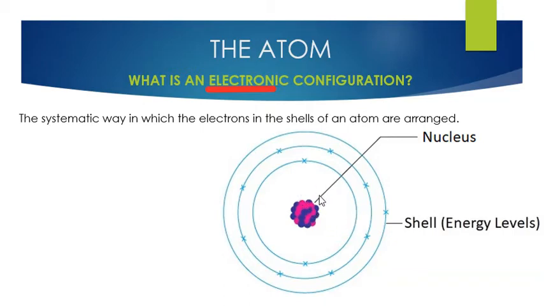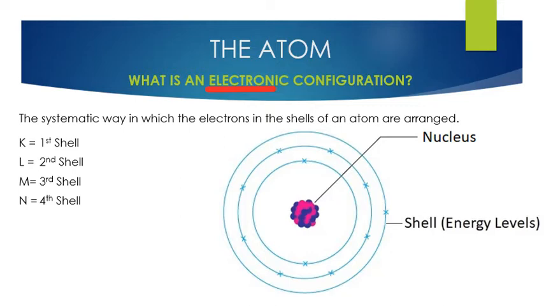Now, these shells, as you can see, have got levels, we can say. So this is the first energy level or the first shell. This is the second energy level or the second shell. And this is the third energy level or third shell. They are sometimes symbolized by letters. The first shell is symbolized as K, L is for the second, M is for the third, and N is for the fourth shell.